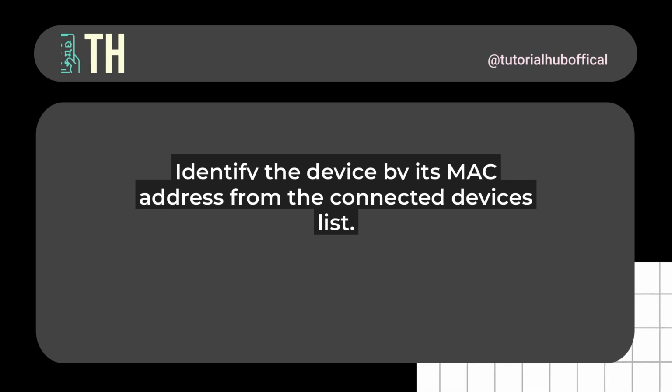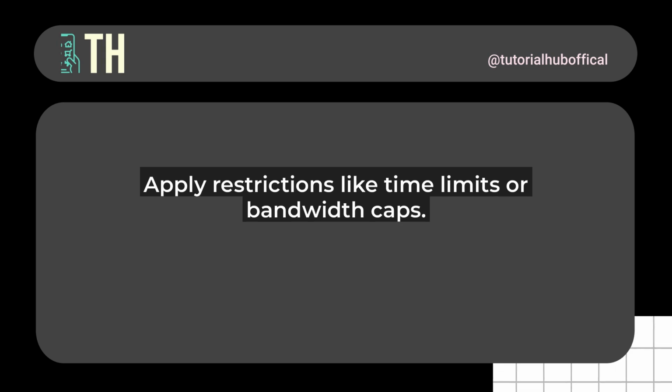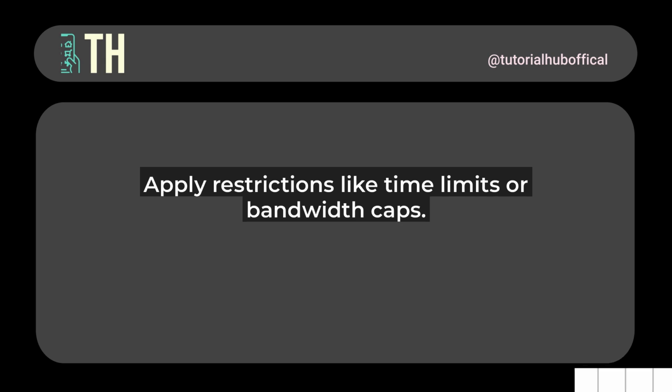Now, for the fun part, applying restrictions. In 2025, most routers support advanced features like bandwidth throttling or access scheduling. Set a daily time limit, say from 8 p.m. to 10 p.m., or cap the data speed to prevent hogging the network. If your router doesn't have these options, consider using third-party apps like parental control software from Google or Apple, which integrates seamlessly with your Wi-Fi.